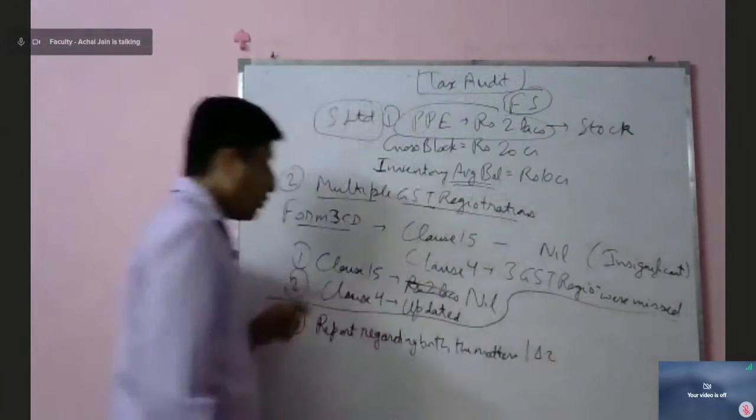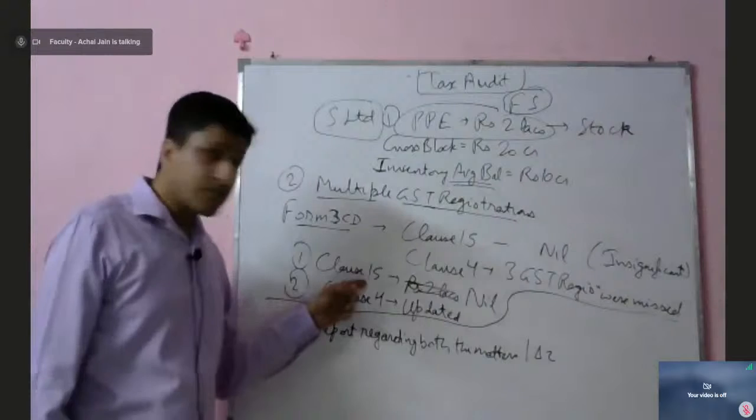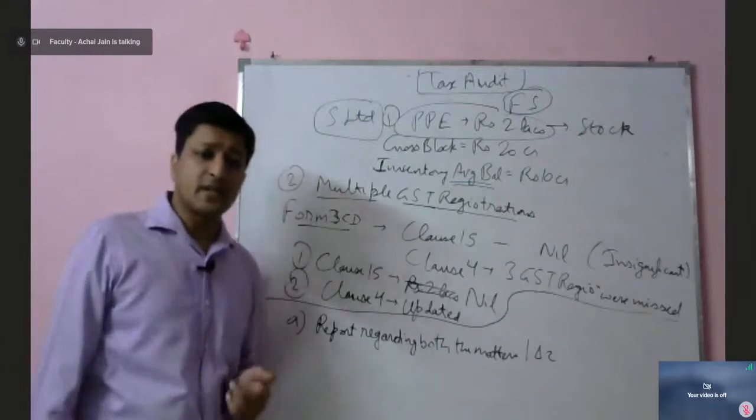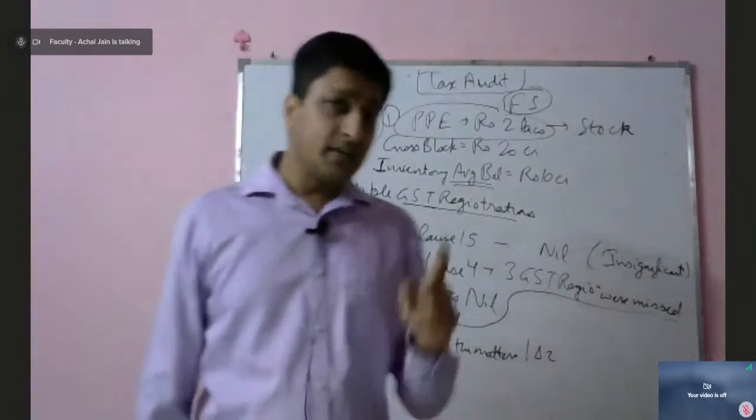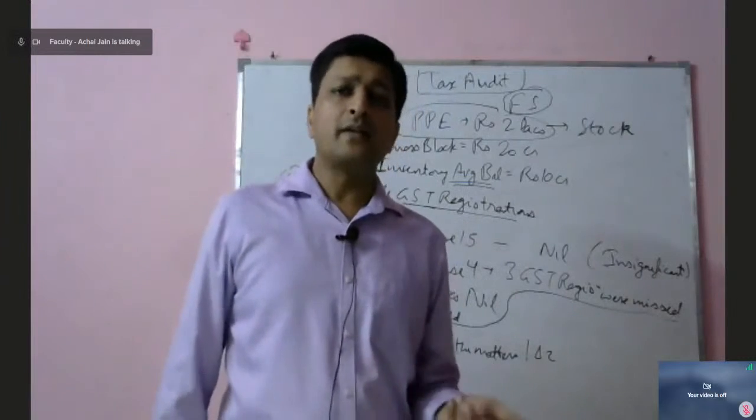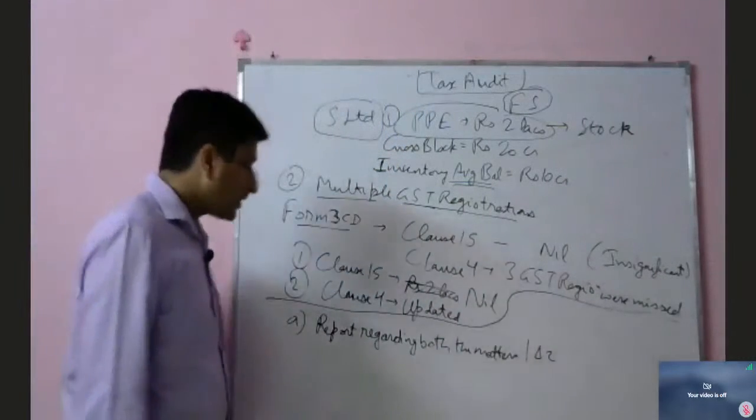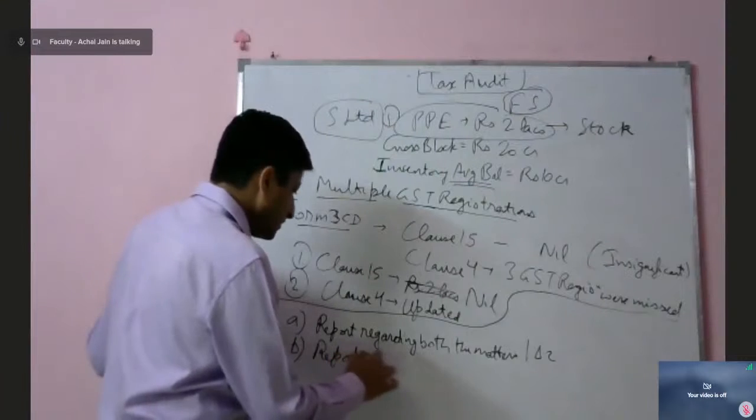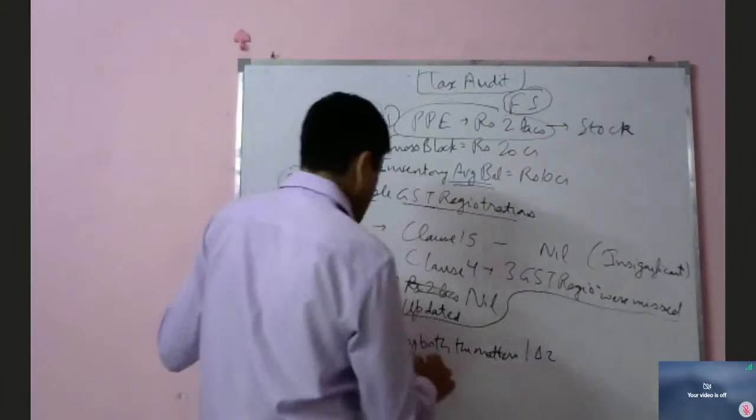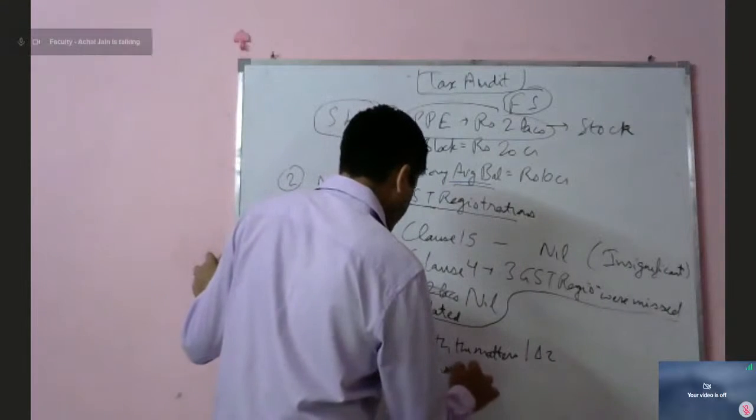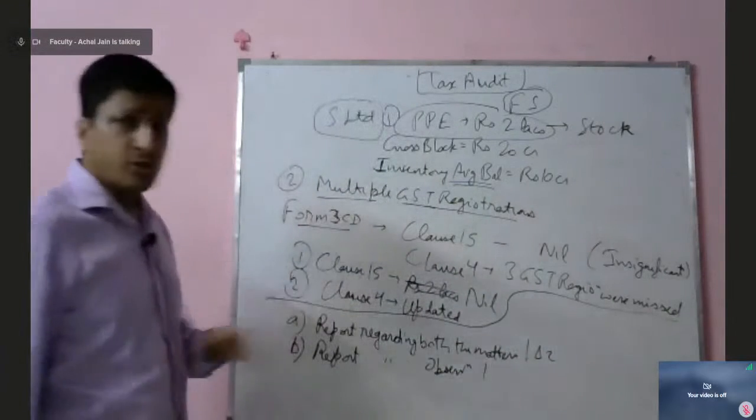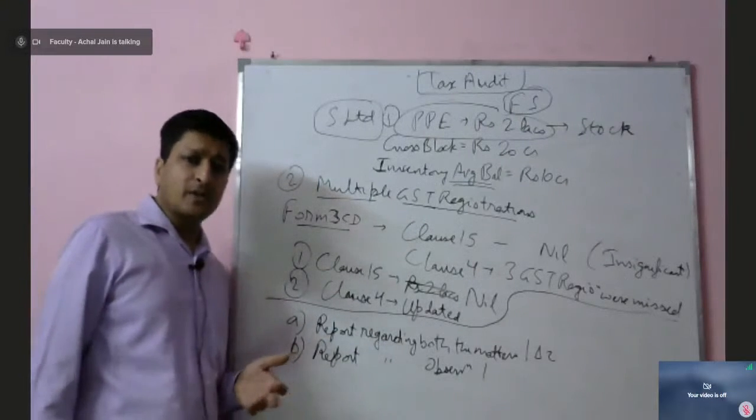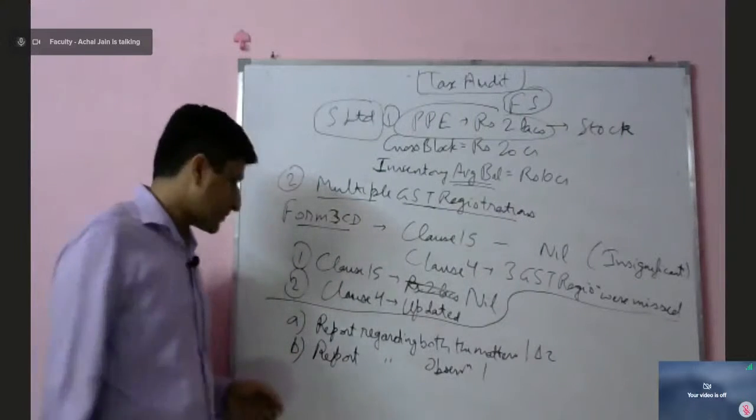Option A: the auditor should report regarding both the matters. Matter number 1, that 2 lakh is missing. Matter number 2, that 3 GST registrations were missing, which were updated in the utility after the audit by the tax audit. Option B: report regarding observation 1. It means he should not report anything regarding clause number 4, because this has been updated in the form 3CD. So there's nothing to report around this.